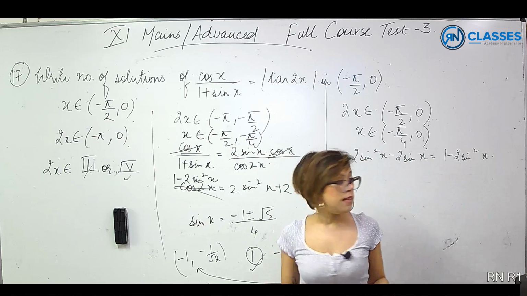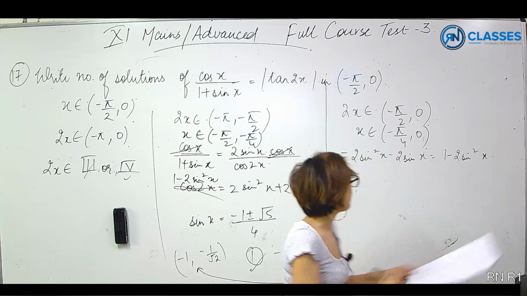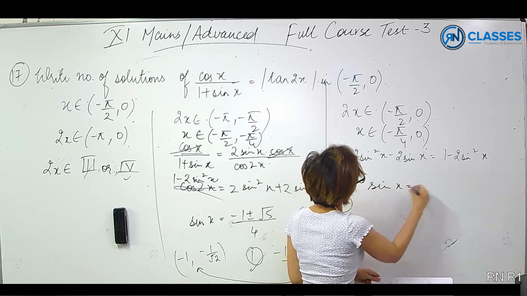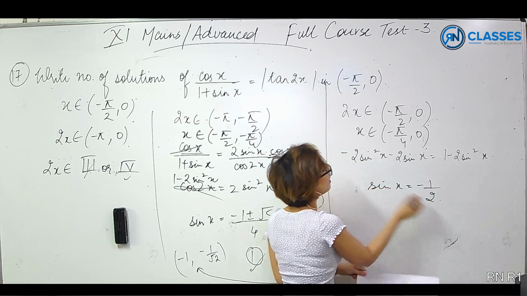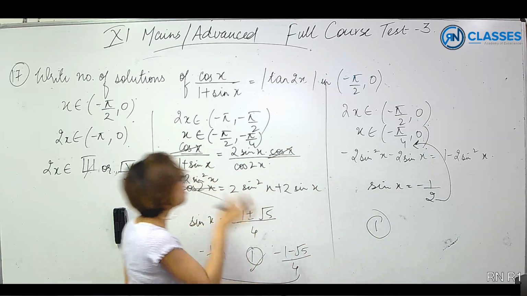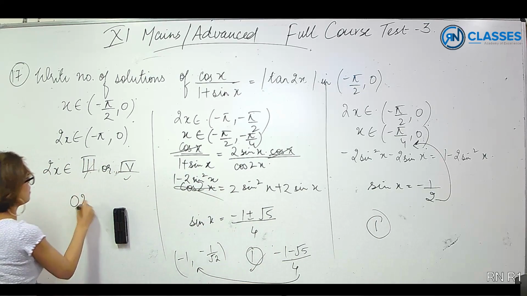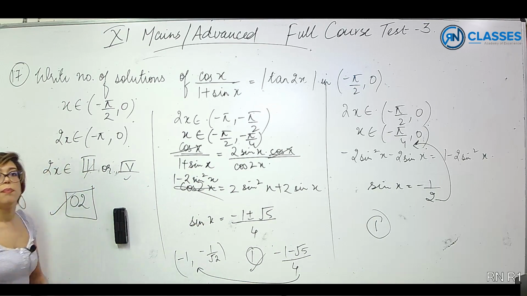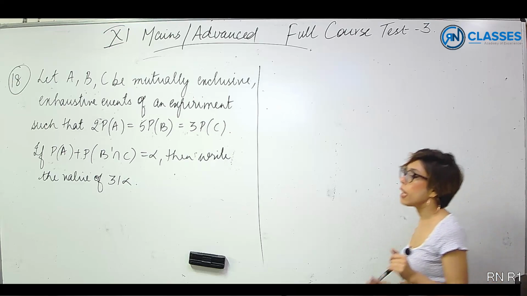From here, I will again get one solution, sin x equal to minus 1 by 2, which gives one solution in this interval. Right? So one from here. In total, I have two solutions, which is the answer. Alright, on to the next one.